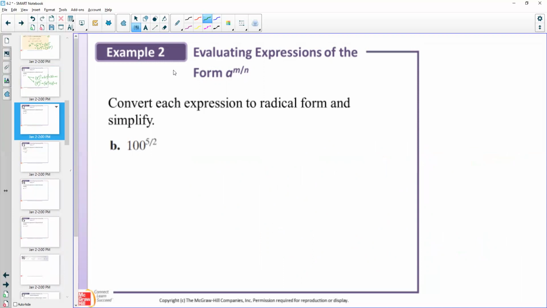All right, so let's try this one. This is 100 to the power of 5 divided by 2. Personally, I don't really want to do 100 to the 5th and then try to find the square root of that. But I know the square root of 100, so I'm going to do it in this order.